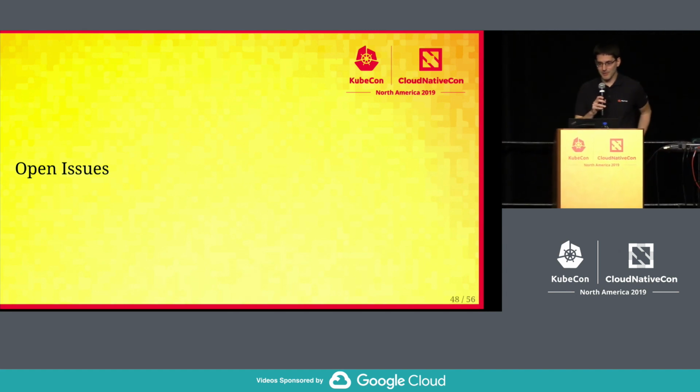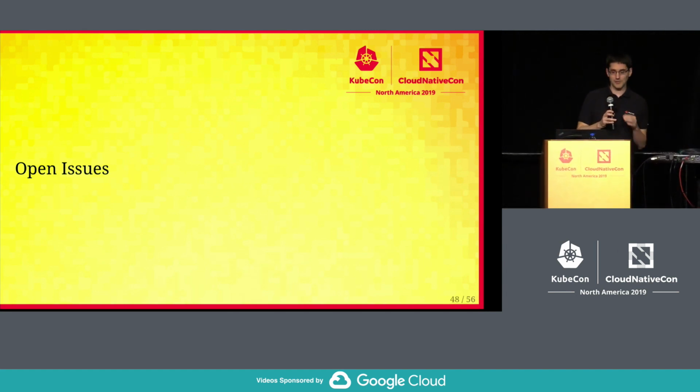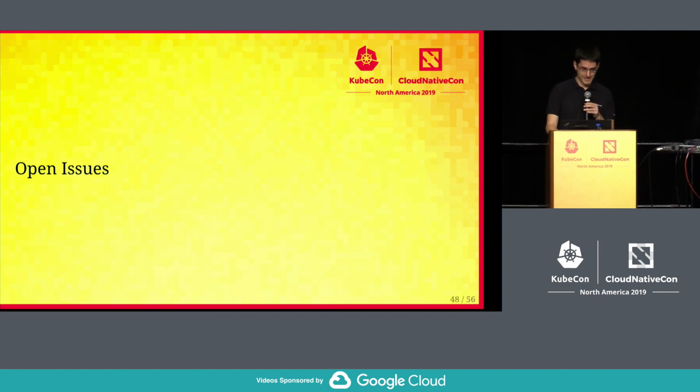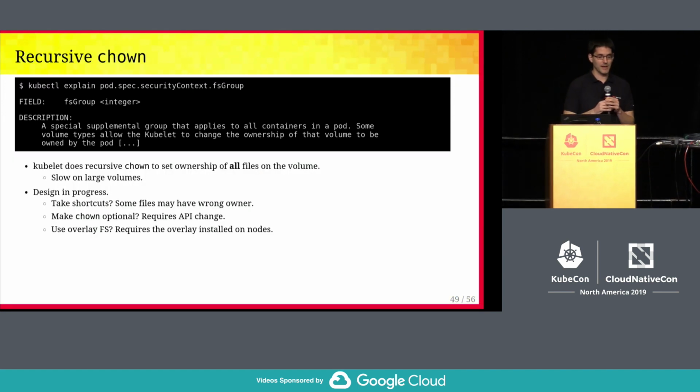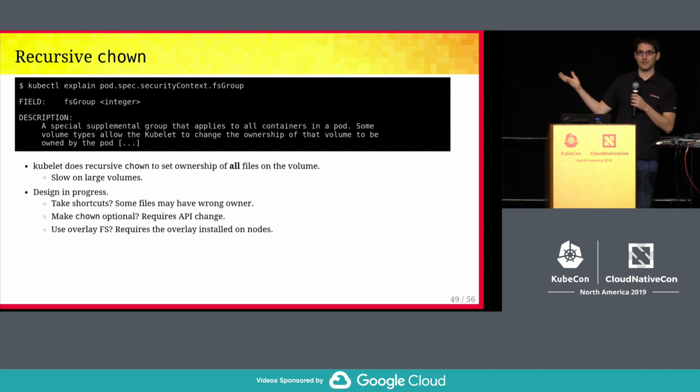So this was about the issues that we fixed. We also have a couple of issues that we have not fixed yet, and we are working on them. The first one that we would like to fix as soon as possible is FSGroup. FSGroup is a feature of Kubernetes for when data on a volume is owned by a random UID and GID, and a pod runs as a different random UID or GID.